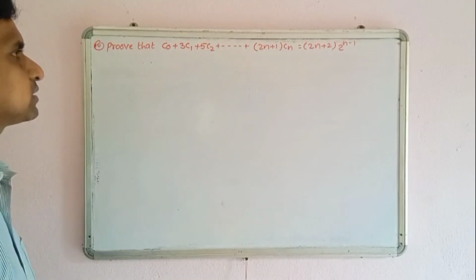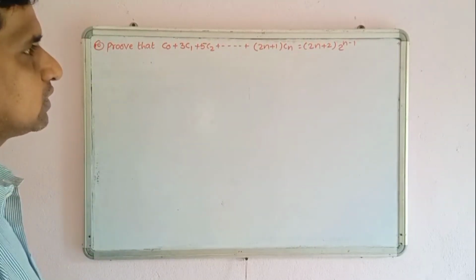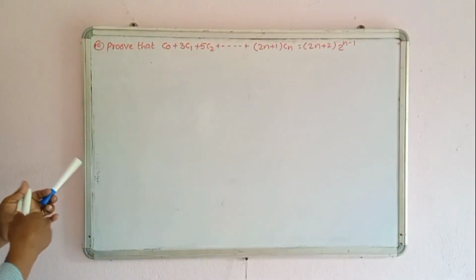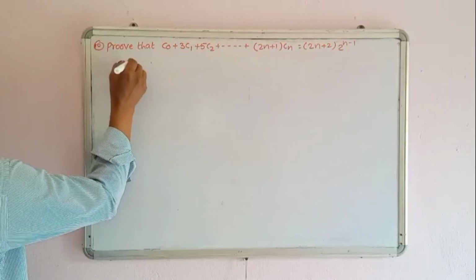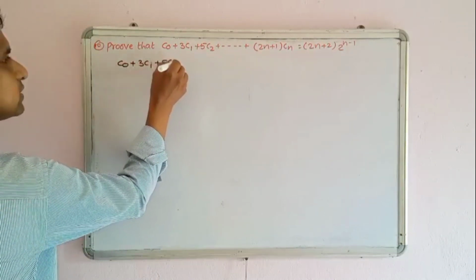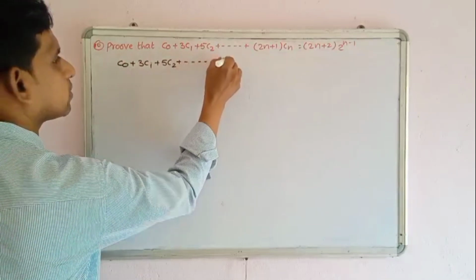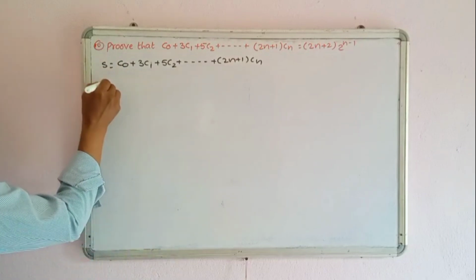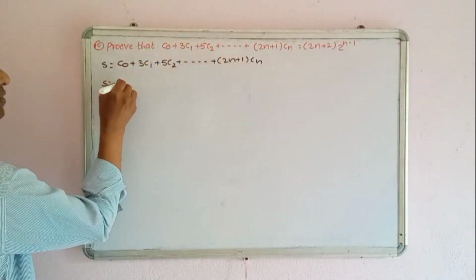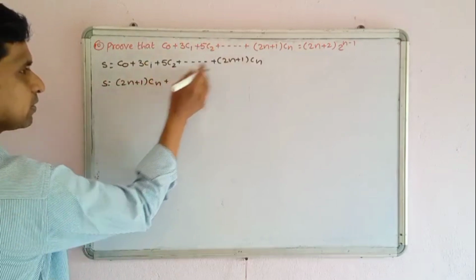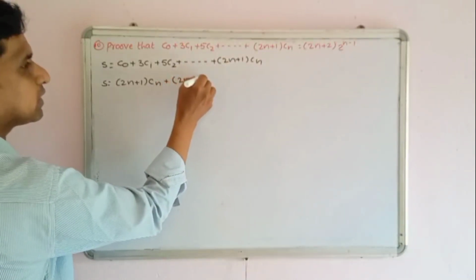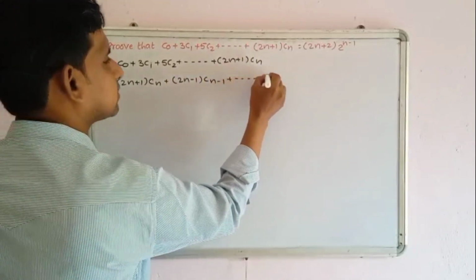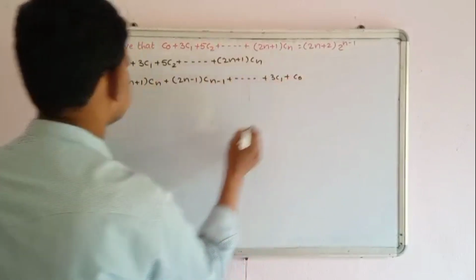C0 plus 3C1 plus 5C2 plus so on, 2n plus 1 Cn equals 2n plus 2 into 2 power n minus 1. Here, what is the LHS? The LHS is C0 plus 3C1 plus 5C2 plus so on 2n plus 1 Cn. Let us take this as S. So S equals, write the terms in reverse order: 2n plus 1 Cn, before that 2n minus 1 Cn minus 1, plus so on, 3C1 plus C0.